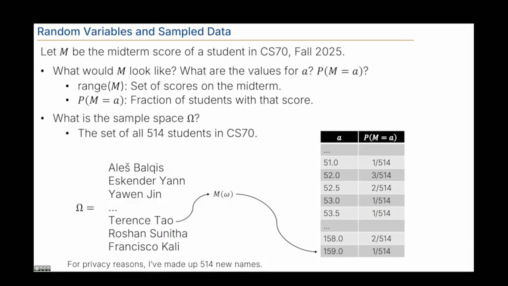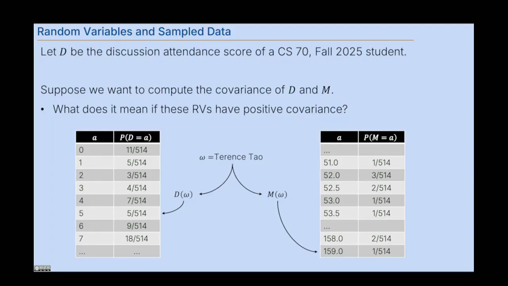Okay. All right. What does this have to do with anything? Well, I was talking about variance, covariance, expectation, all that. Now I can start talking about questions about the world. Let's say D is your discussion score. How many times have you gone to discussion? This is the real distribution from this semester. There were 11 people that have gone to discussion 0 times, 18 who've gone 7 times, and so forth. And given Terence Tao, I have this random variable that says how many times Terence Tao went to discussion. This is their score.